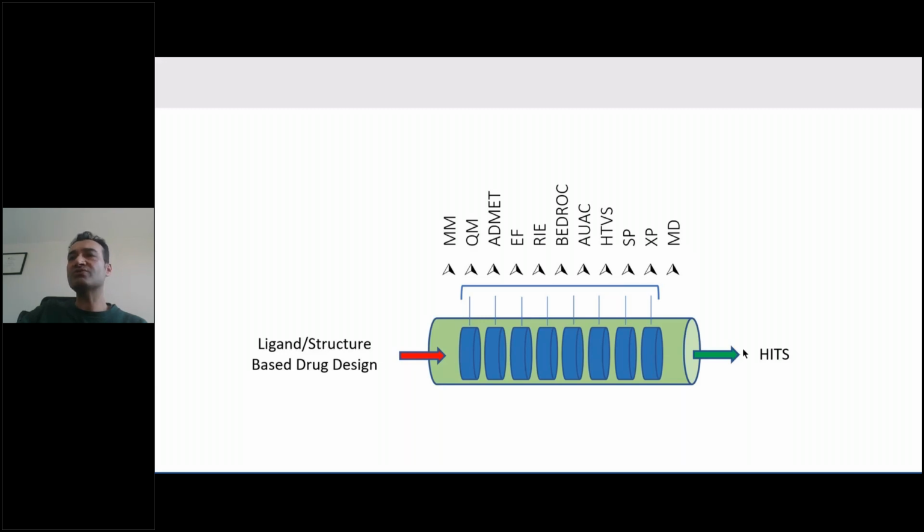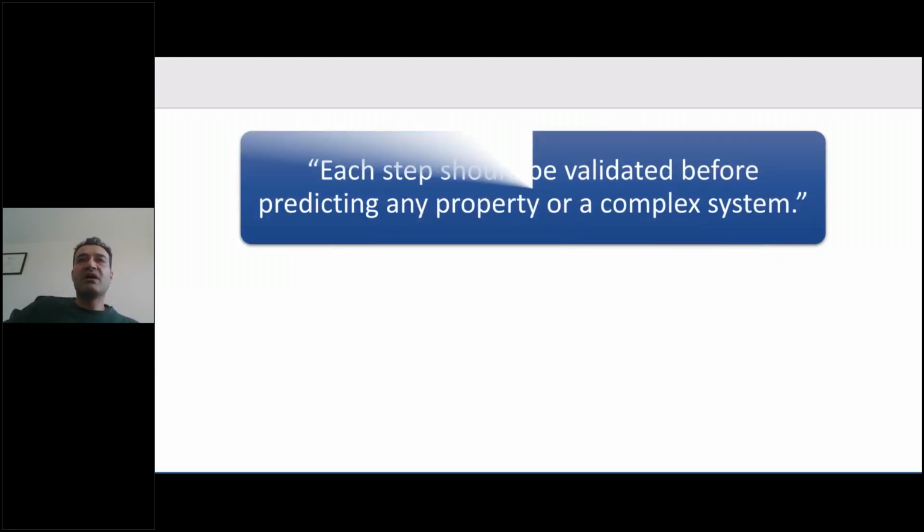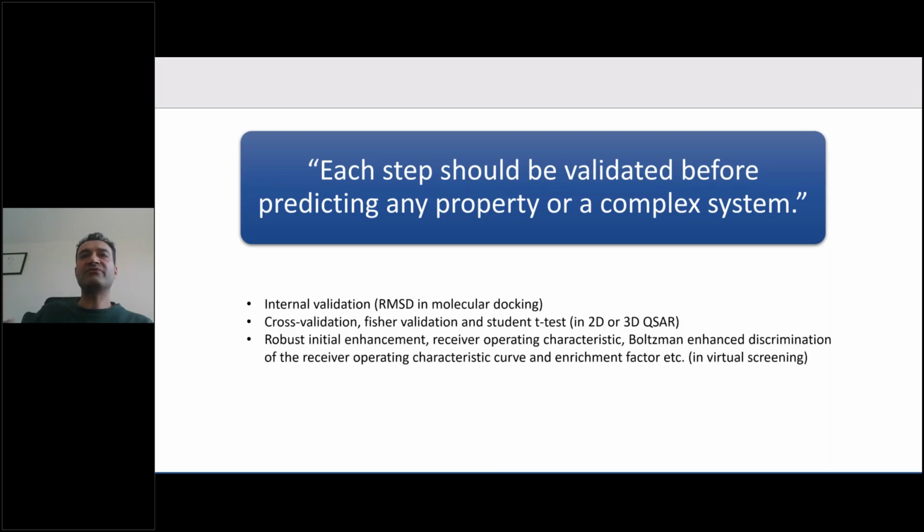At the end of all those tools, you will end up with some hits, and you can go further with wet lab experiments. But be careful. Always, each step should be validated before predicting any property or a complex system. For instance, internal validation should be carried out in molecular docking. In 2D or 3D QSAR, cross validation, Fisher validation, student t-test, and some other tests should be done. In virtual screening, again, enrichment factor, robust initial enhancement, BEDROC analysis should be done to validate your system.